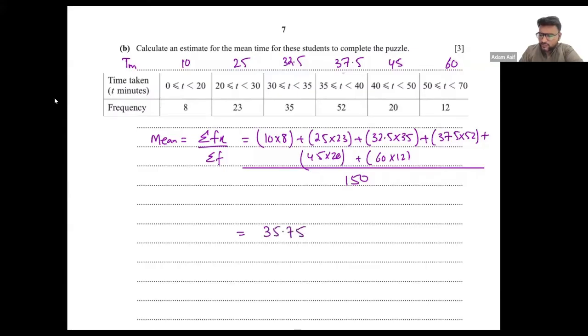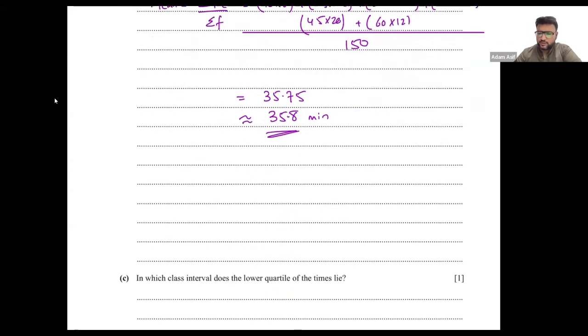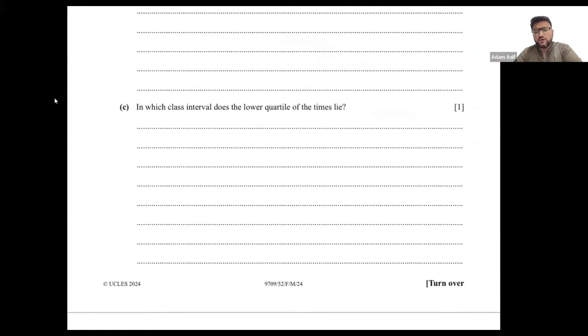35.75. Three significant figures, 35.8 minutes. Okay. Now, in which class interval does the lower quartile of the time lie?